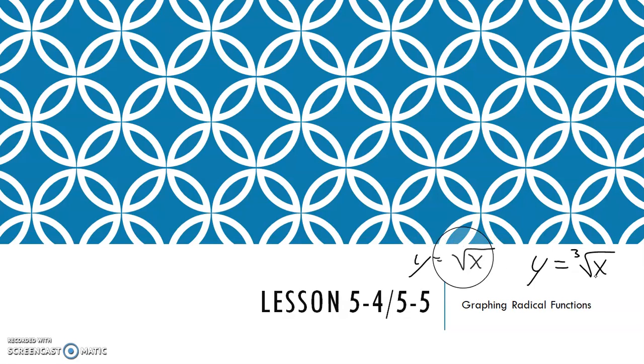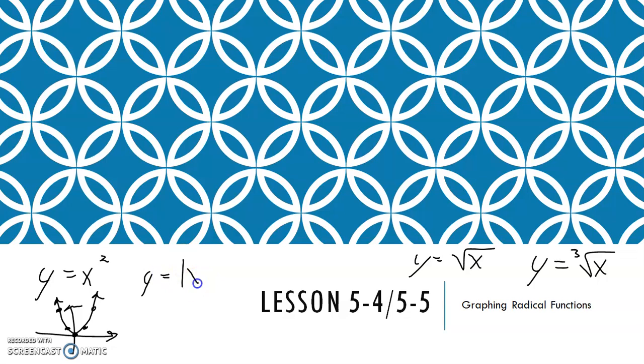So you'll have a new parent function and another new parent function, along with, don't forget, we already have our y equals x squared, which is your parabola: 0, 0, 1, 1, 4, 2, negative 1, 1, negative 4, 2, makes that U. We've also gone over our absolute value function. So 0, 0, 1, 1, 2, 2, negative 1, 1, negative 2, 2, and that one makes our V.